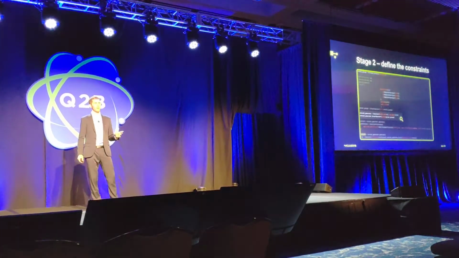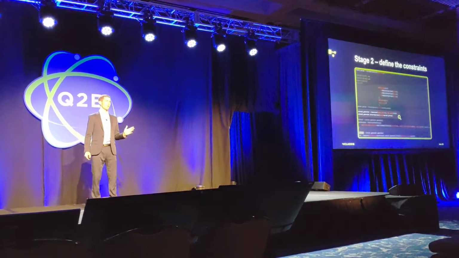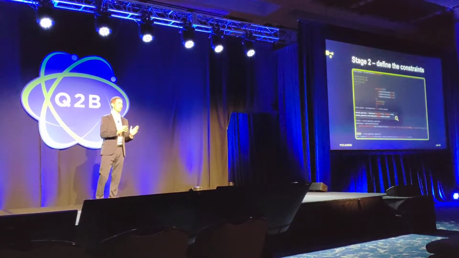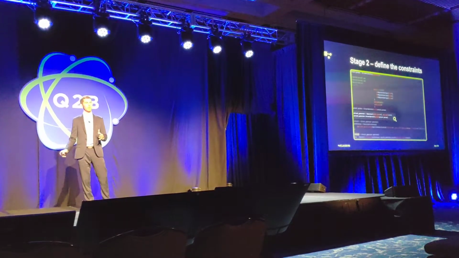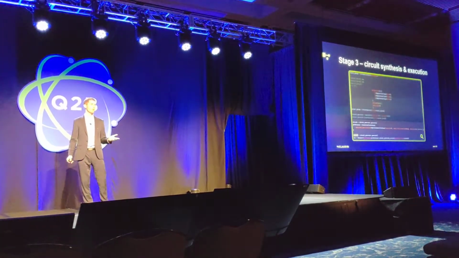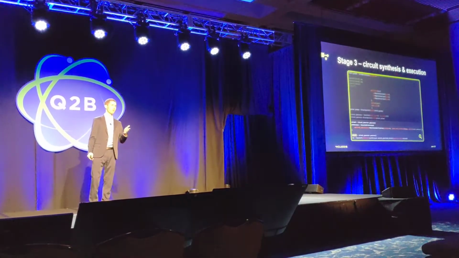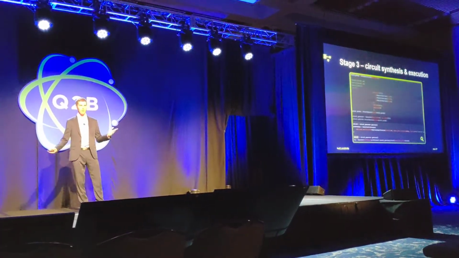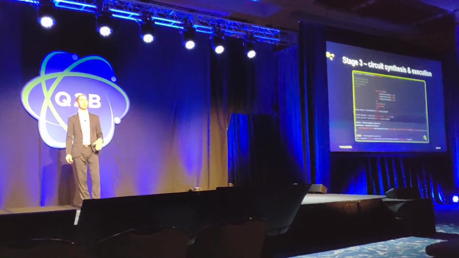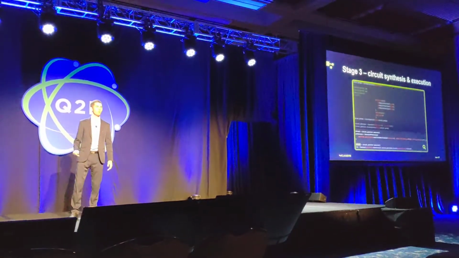Then you define the constraints. In this case, the constraints are very simple. I want to limit the overall number of qubits to 13, and the maximal circuit depth to 5,000, and then I choose the backend of my choice, right? In this case, it's the Qiskit simulator, but as I said, it could be basically any gate-based quantum computer.